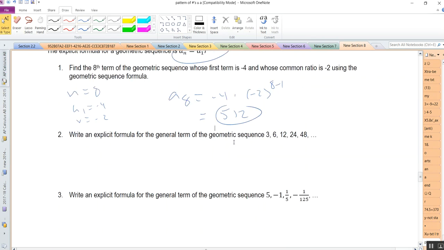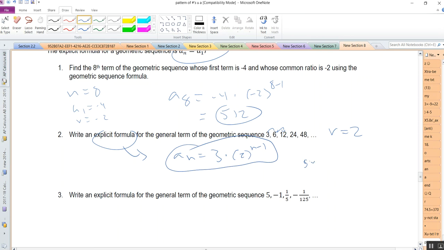For example 2 here, if you're asked to write the explicit formula, well, I'm going to say an equals my first term, which is 3, times my common ratio. Hopefully you can see the common ratio is 2. You multiply by 2. That's just more by inspection. Raised to n minus 1. And as a habit, I always like to surround r in parentheses. So I'll let you try example 3 on your own.